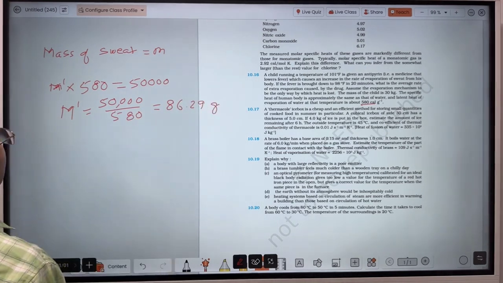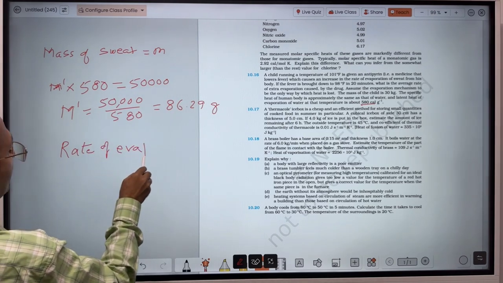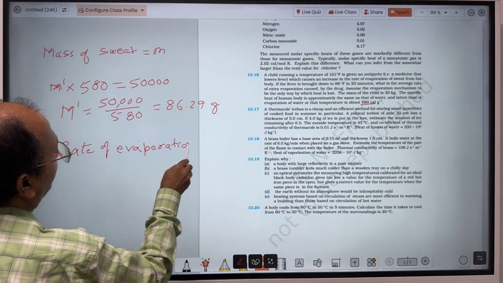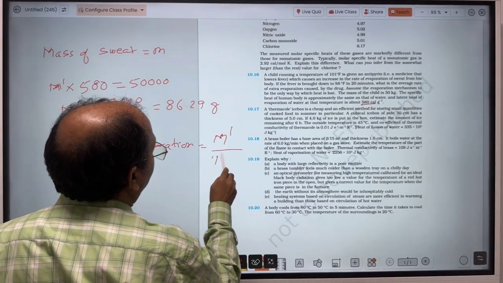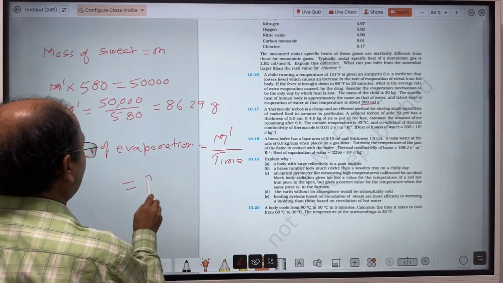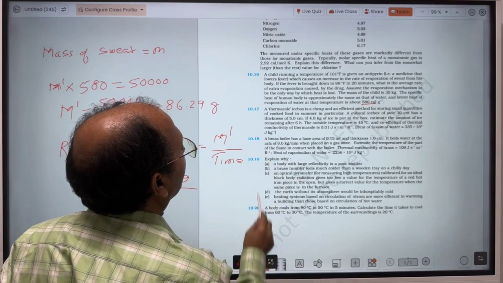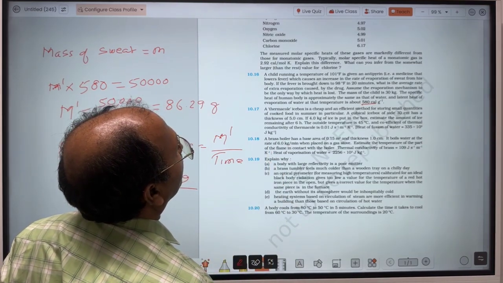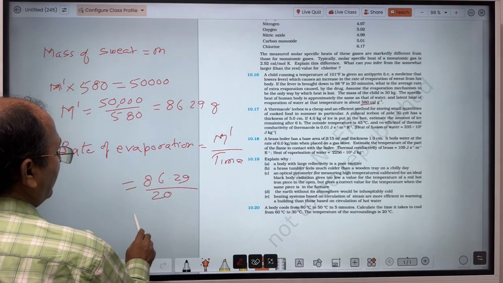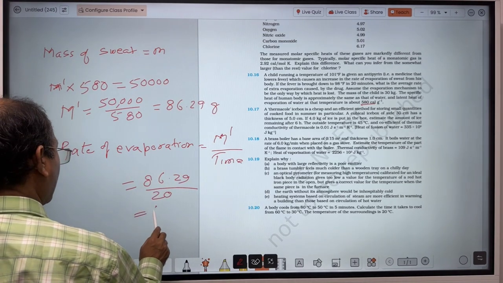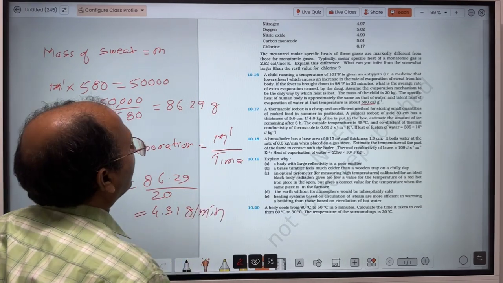86.29 gram. Now rate of evaporation is equal to total mass of sweat, m dash, divided by time. So m dash is 86.29 divided by time taken, how much? In 20 minutes. Right, so in terms of per minute we can write, this will become 4.31 gram per minute. Correct? So I think you have understood.